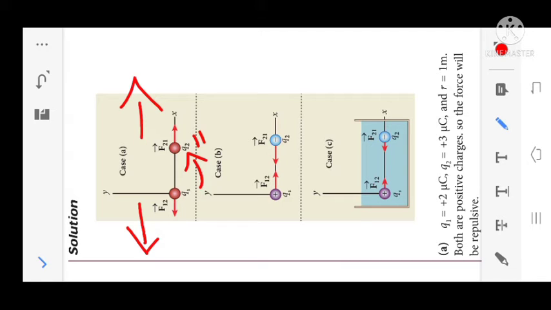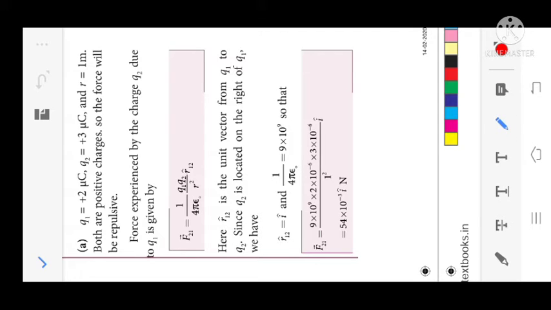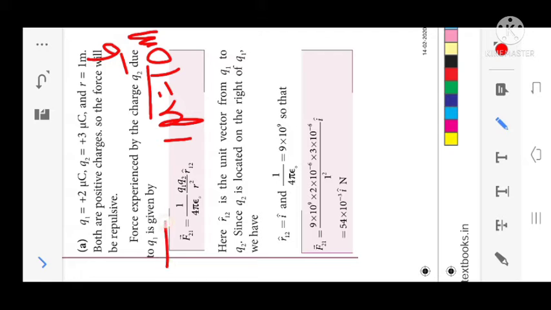Next, let's look at part A. In A, we have Q1 equal to plus 2 microcoulomb and Q2 equal to plus 3 microcoulomb. What is micro? 1 micro is equal to 10 power minus 6. So that is the value of micro. Please remember. Now, we have to calculate the force on charge Q2 due to charge Q1, which is the F21 vector.